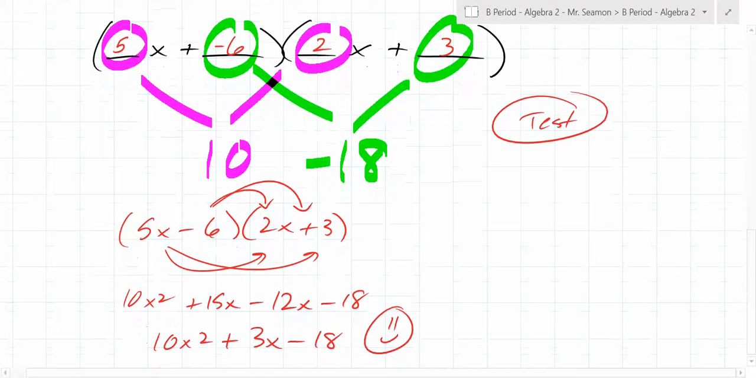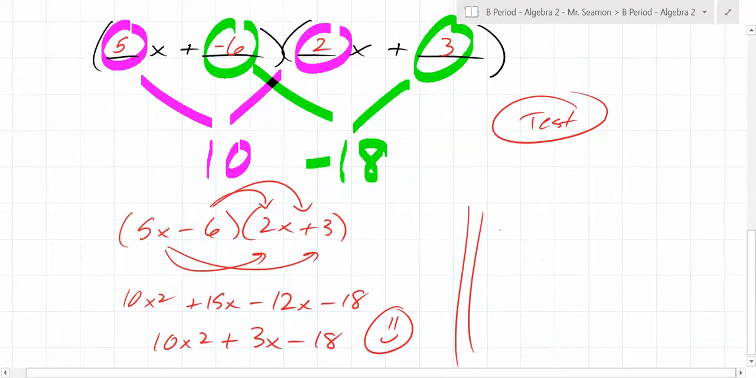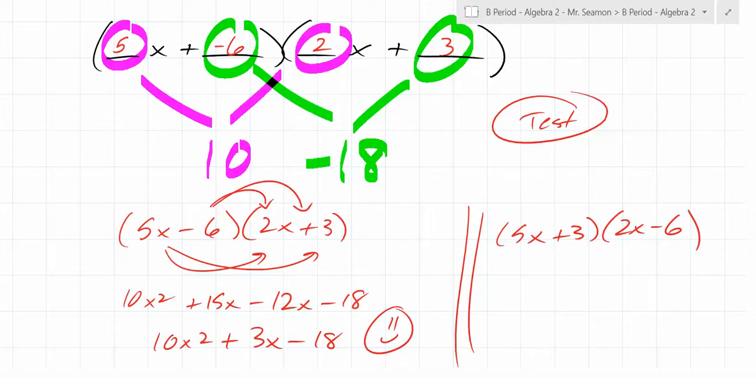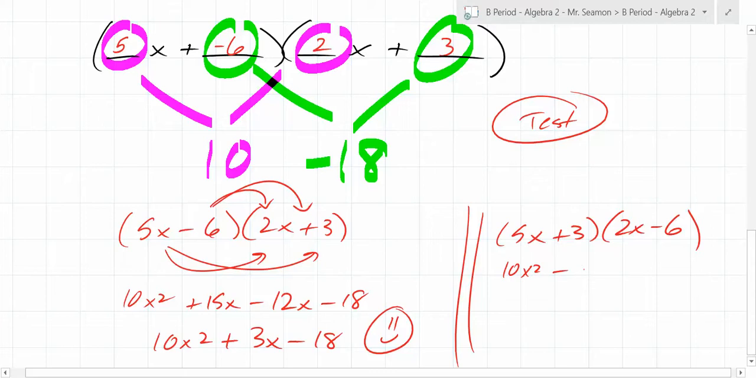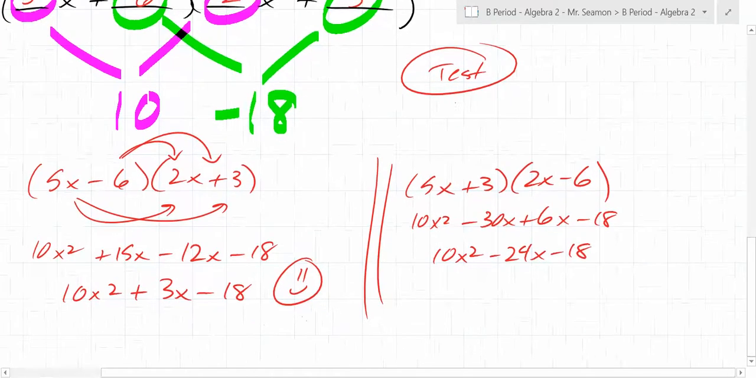Now, let's say instead we did 5x plus 3 times 2x minus 6. That would fit the parameters, right? Because what's 3 times negative 6? Negative 18. What's 5x times 2x? 10x squared. But if we multiply this out, you end up with 10x squared minus 30x plus 6x minus 18. Do you end up with the same thing? No. So is this correct? No, it's not. You do the frowny face.